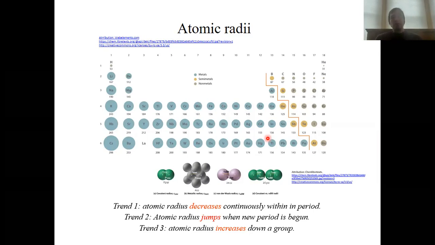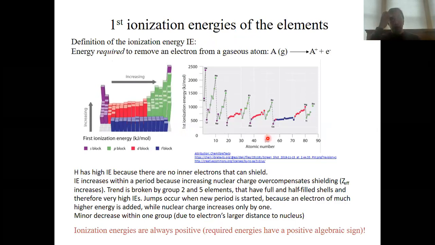Okay, so now let's go from the atomic radii to another periodic property, which is the first ionization energy of the elements. So how is it defined? It is the energy required to remove an electron from a gaseous atom.